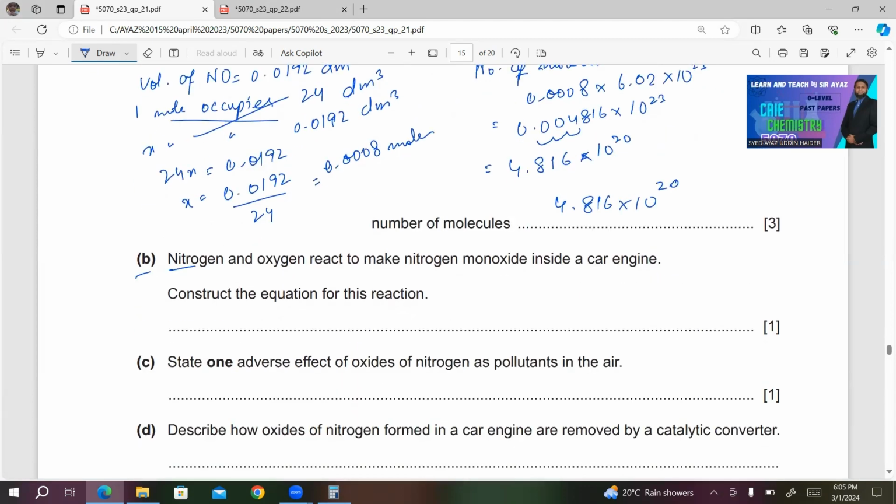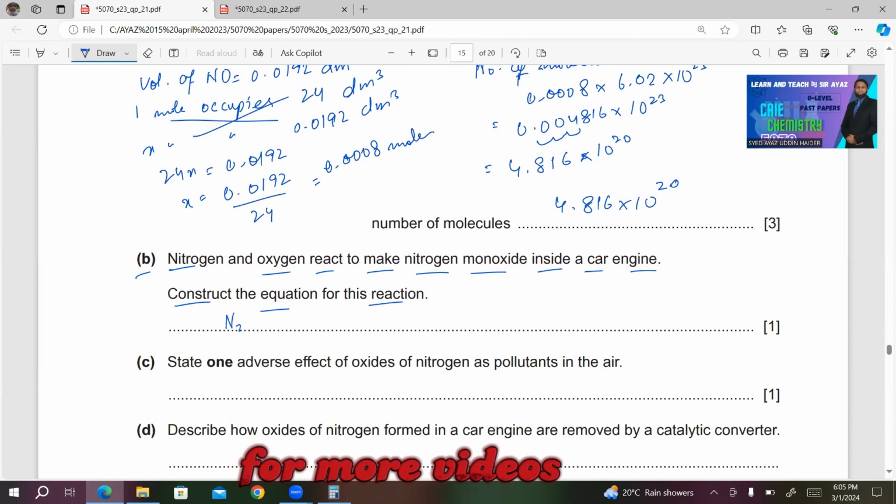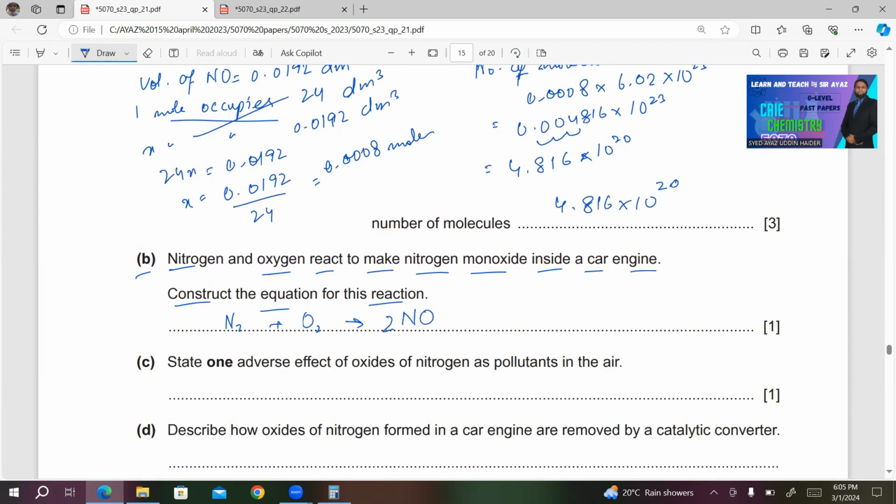B. Nitrogen and oxygen react to make nitrogen monoxide inside a car engine. Construct the equation for this reaction. This is a reaction between nitrogen, which exists in molecular form N2, plus oxygen, also in diatomic state O2. We will get NO. Balance the equation, we will get 2NO. This will be the balanced equation.